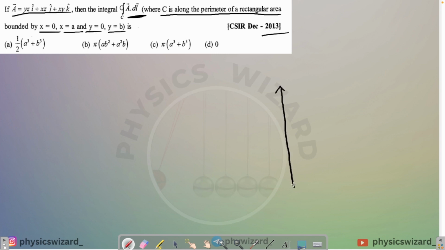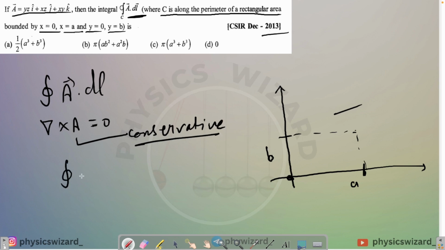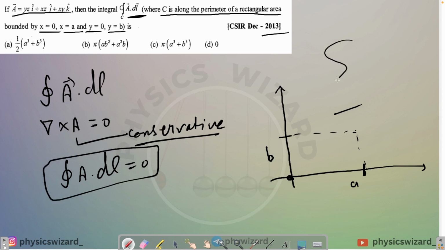It shows that this time we have to find the integral from x equal to 0 to a and y equal to 0 to b. These are the dimensions of the rectangle, but it doesn't matter because we have to find the integral over a closed loop, and in this method we know that curl of a is 0. When curl is 0, it is a conservative force, and in a conservative force the line integral over a closed loop is always 0. It doesn't matter what the shape is, it may be any shape, so the answer is 0.